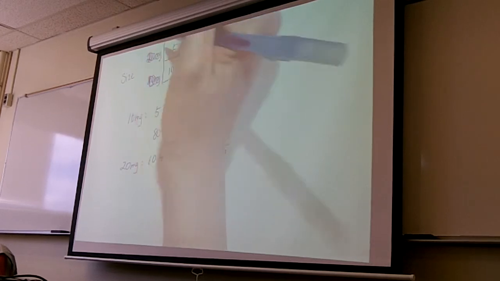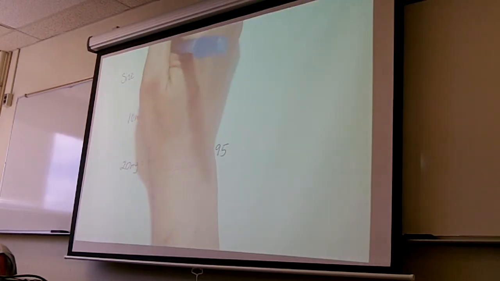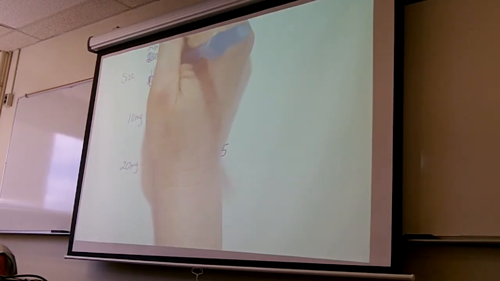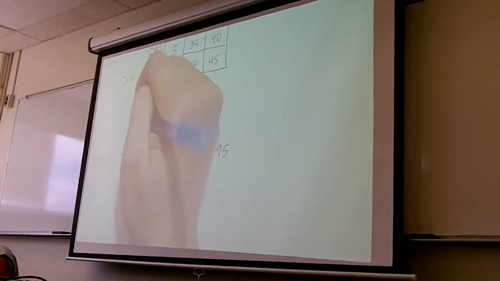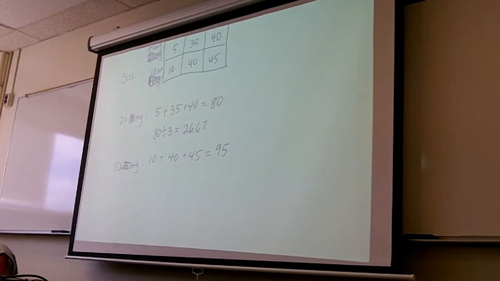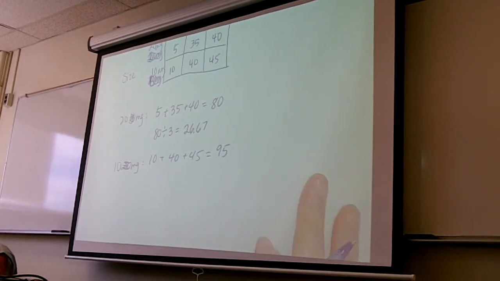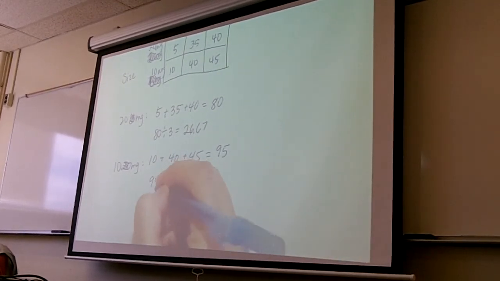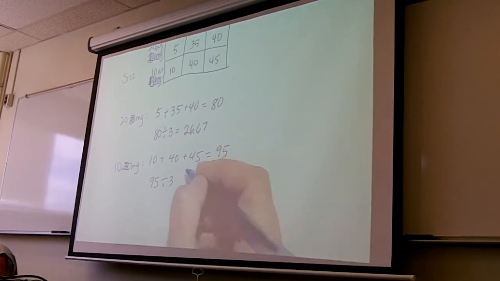Okay, so this is 5, oh, that's 25. Is that right? Okay, right. Fixed. Okay, so then we take 95 and divide it by 3.